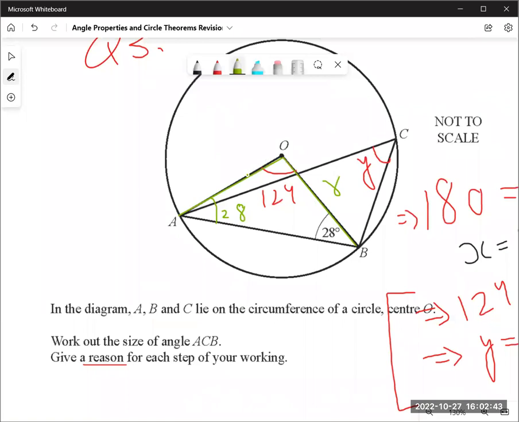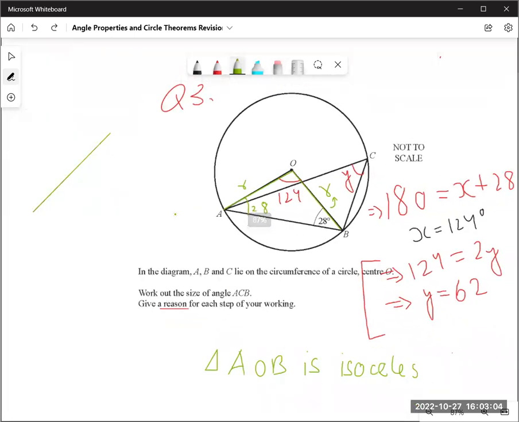What is OA? Tell me. Is it radius or is it not radius? It's radius, because it is from the center to the circumference. Center to circumference is always radius. This is radius as well. Thus, as both of them are radius, R and R, then I know that if two sides are equal in any triangle, it is isosceles. If this is 2 and this is also 2, then this angle will be equal. This is called an isosceles triangle.